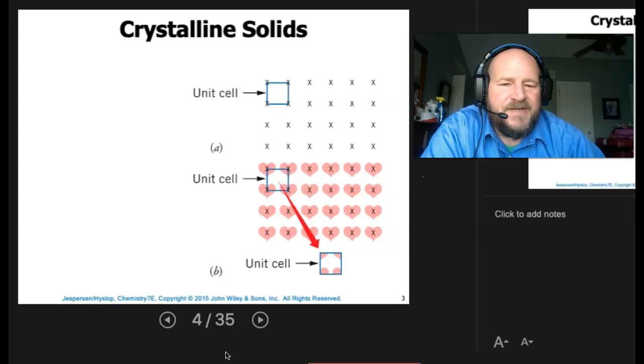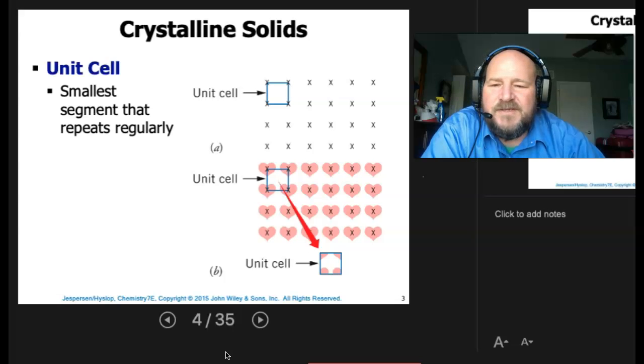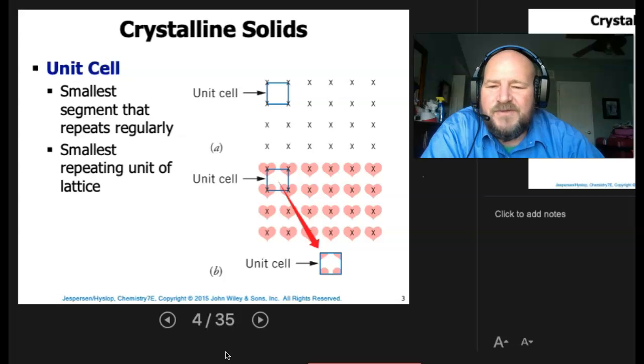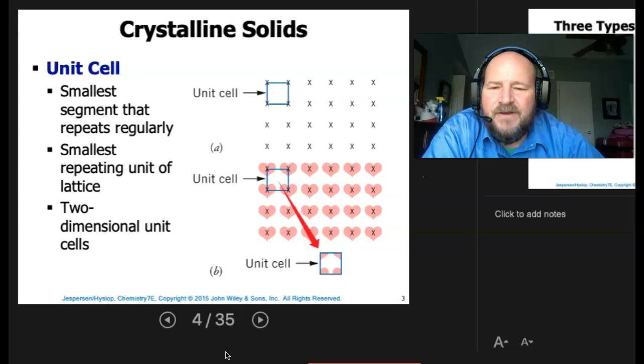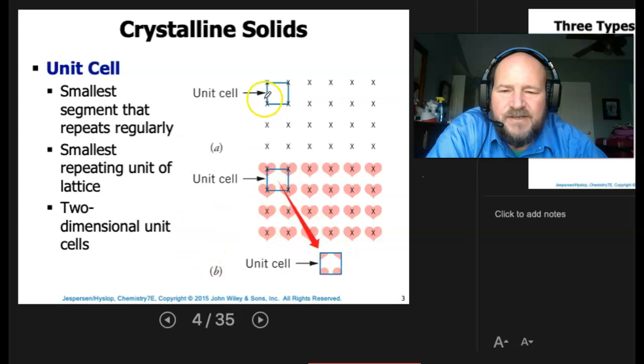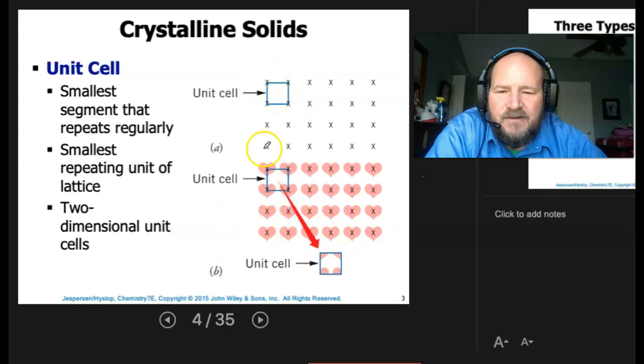So we start with a basic unit cell. The unit cell would make a box. It's the smallest segment that's going to repeat regularly, the smallest repeating unit of our lattice. Here we've made it nice and square, so it's very easy to see. The 2-dimensional unit cell can get a little confusing, so we call that our unit cell. And then you can see if I put a picture in there, what we get are the weird parts of the corner going into the picture.